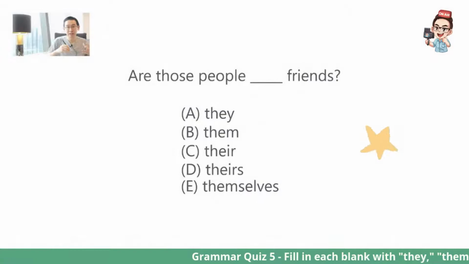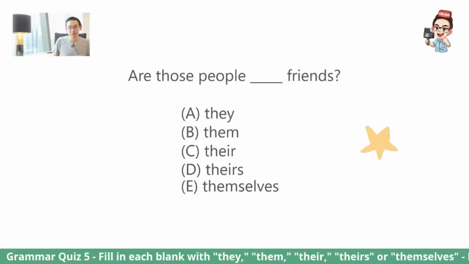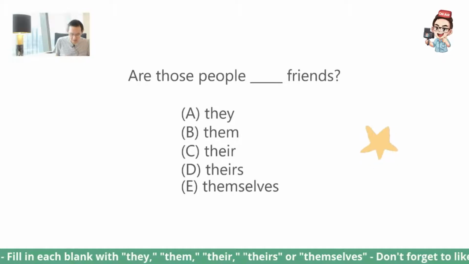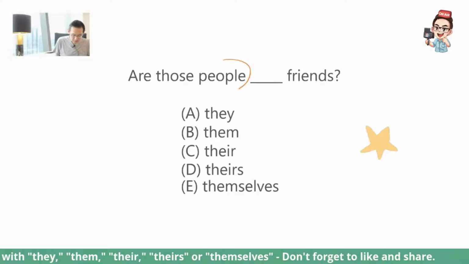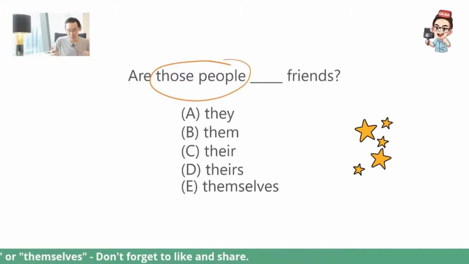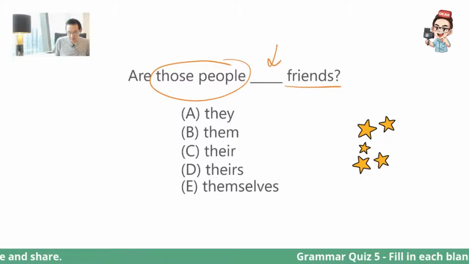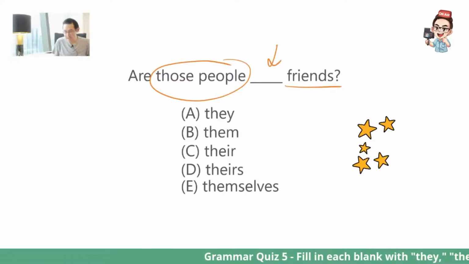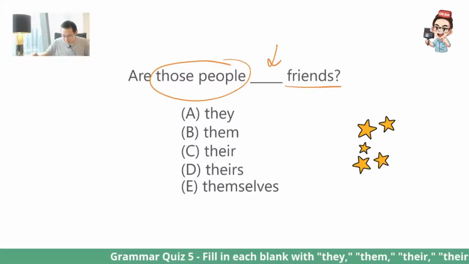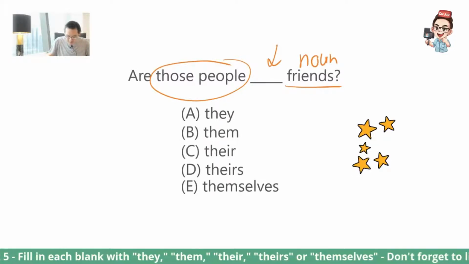So let's look at the meaning of the sentence first. Are those people something friends? So it's a question asking whether those people, like a group of people, we are referring or talking to a group of people, and we want to know if they are friends of something or not. Okay, and friends is a what? Friends is a noun, right?